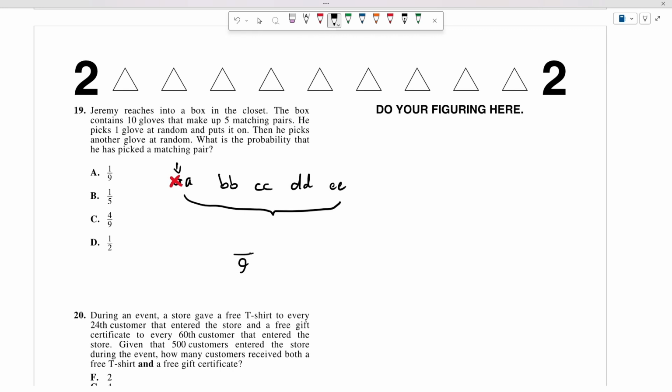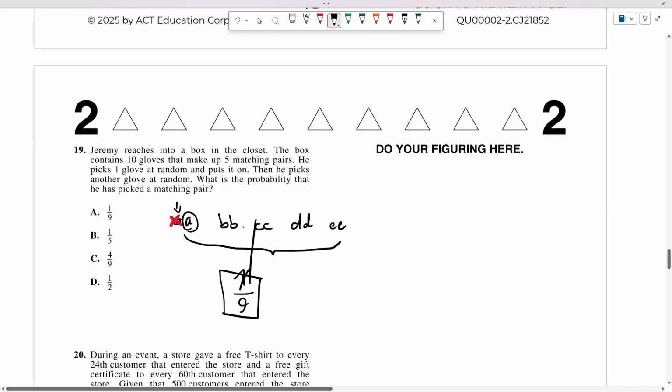So that's our denominator. And how many gloves can we choose so that we pick a pair? Well, we can only pick this second A, and there's only one other A to make a pair. So that means we have one possibility. So therefore, our probability is going to be 1 over 9. That one's going to be A.